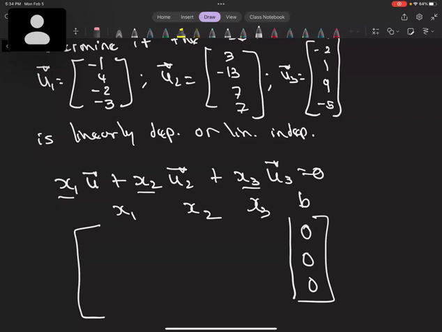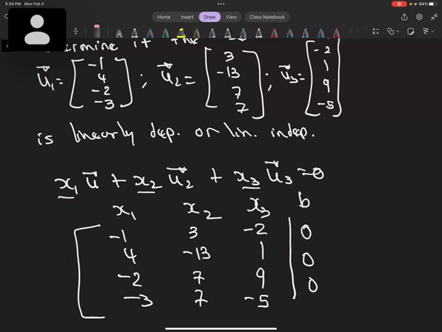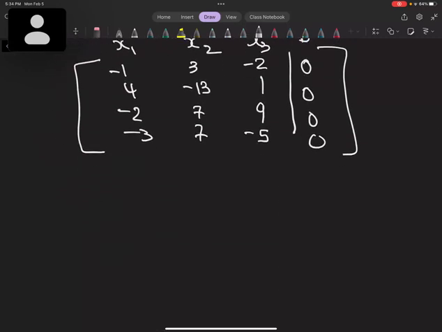Okay, so this is minus 1, 4, minus 2, minus 3, 3, minus 13, 7, and 7, and minus 2, 1, 9, and minus 5. I'm missing a 0 here. So this is 0. So the same as always, we need to try to put zeros, zeros, zeros, and so on, right?